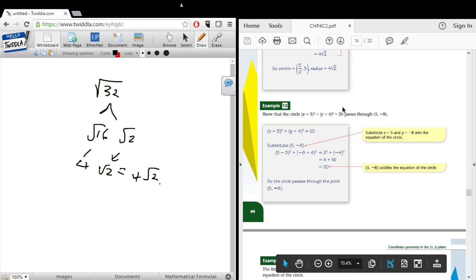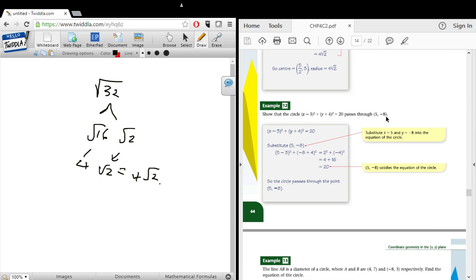Show the circle passes through this point, 5 minus 1. So for us to do this, all we have to do is substitute x equals 5 and y equals minus 8 into the equation of the circle. So we have x there and we have y there, we have 20, okay, and so we can see that the radius is equal to 20.